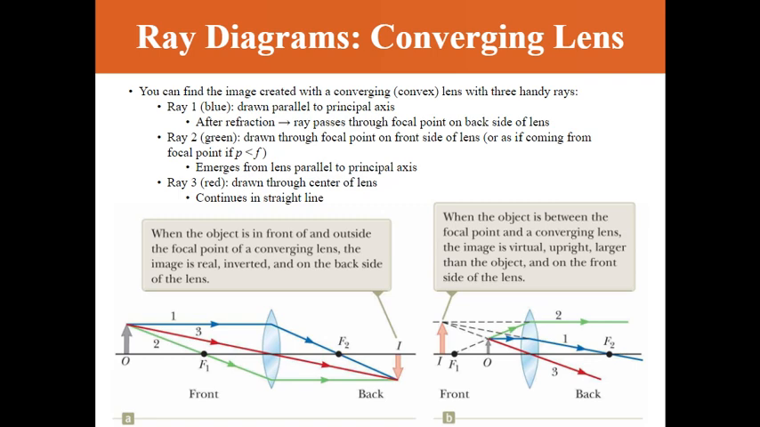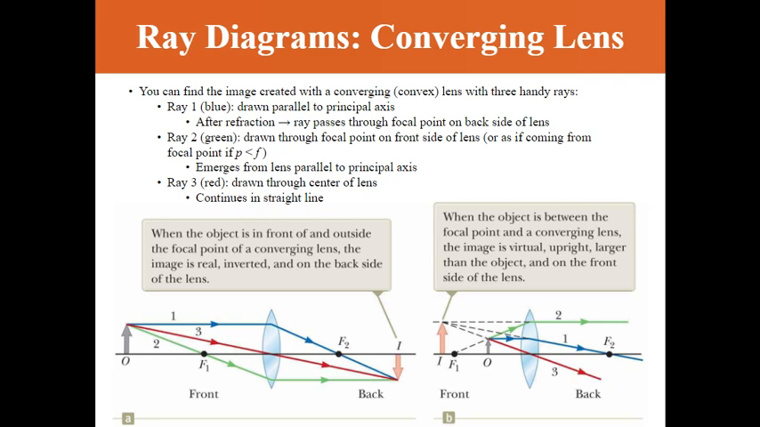The first one is going to be parallel to the principal axis, then refracts through the focal point on the other side. The second one will pass through the focal point on the front side and refract parallel to the central axis. The third ray goes right through the center of the lens without refraction, since the way that it hits the normal on both sides makes it have no change in angle.